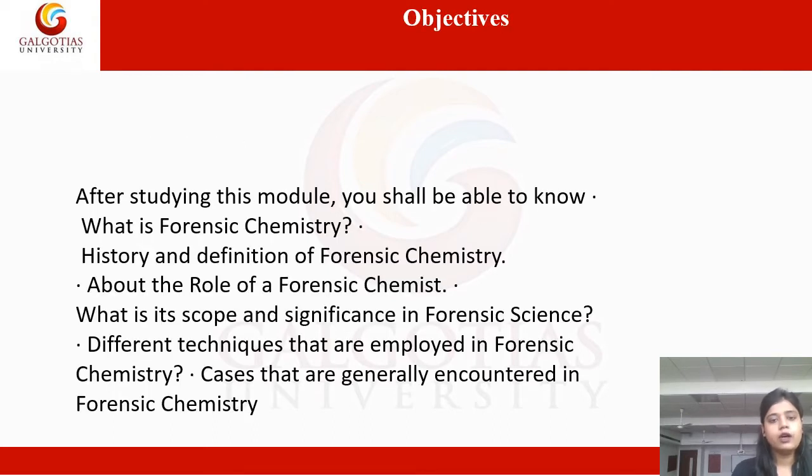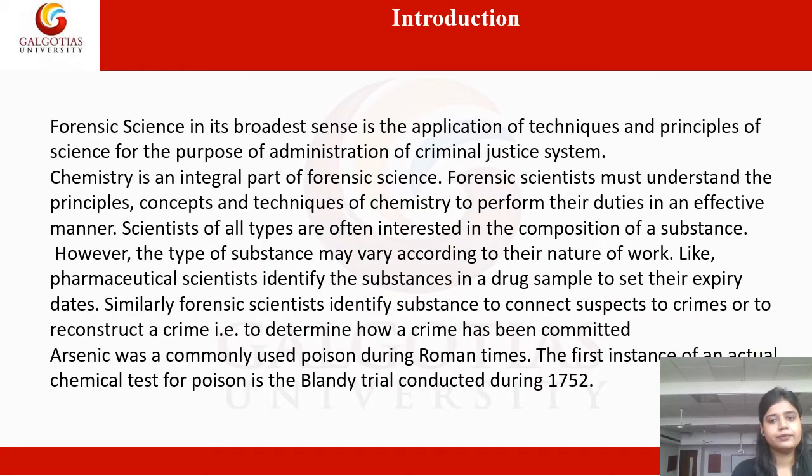Now, the objectives of this course are that the student will understand what forensic chemistry is, what the different types of cases are which we deal with in this division, the definition of forensic chemistry, its historical perspective, majorly the role of the forensic chemist, the significance and scope of forensic science, the different techniques which are specifically used in forensic chemistry, and the cases that are generally encountered in forensic chemistry. Now let's start with the introduction part.